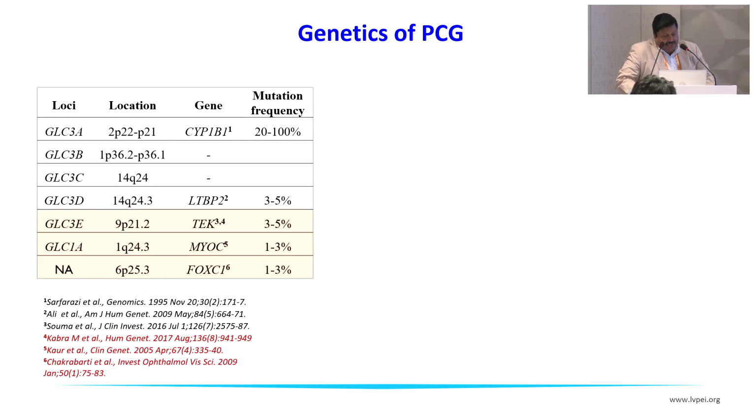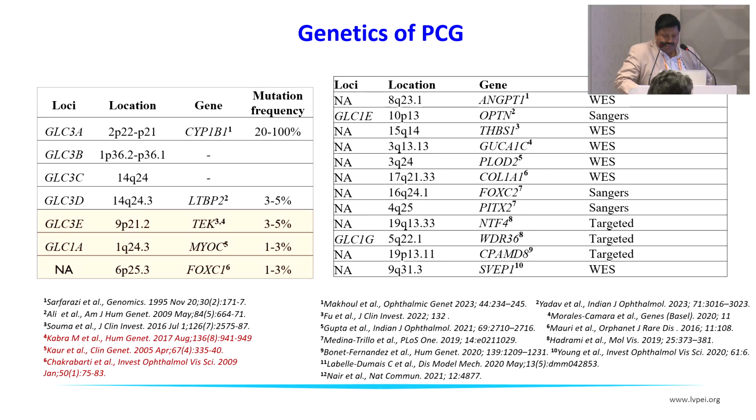With linkage analysis, a few loci were mapped. The first one, of course, was GLC3A, which harbors the CYP1B1 gene, then 3D, which is a bit controversial in terms of classical congenital glaucoma because it has other phenotypes, and 3E later came up with whole exome sequencing. Myocilin and FOXC1 were also mapped. Myocilin, although mapped for JOAG, was shown to be involved in congenital glaucoma. Later, using whole exome sequencing, there are a few other genes.